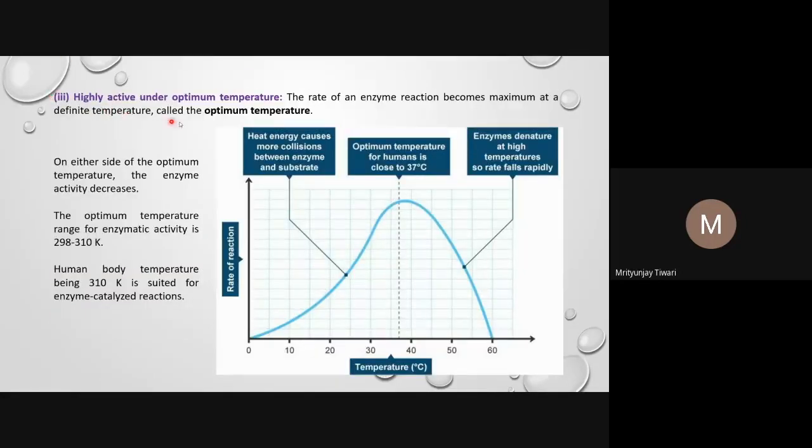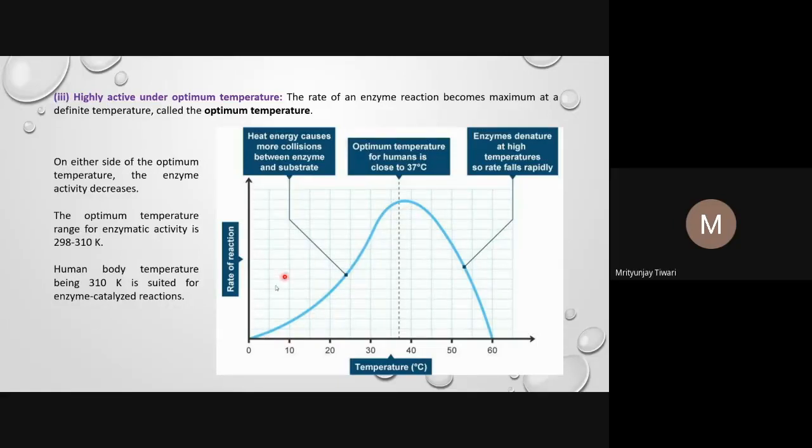The enzymes are highly active under optimum temperature. Only in a very small temperature range is enzyme activity highest, and that temperature range we call the optimum temperature of enzyme activity. The rate of an enzyme reaction becomes maximum at a definite temperature called the optimum temperature.